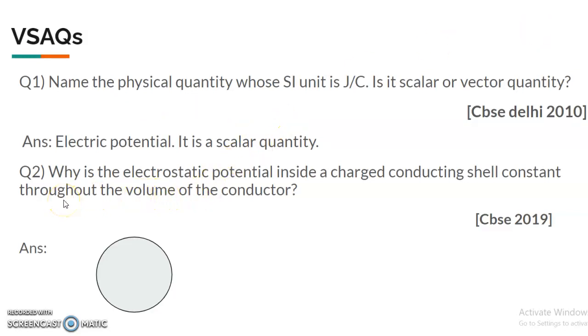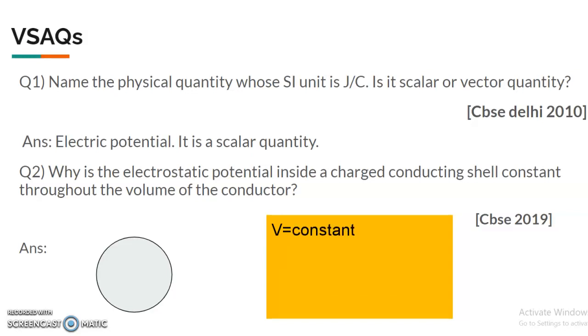Coming to the second question, why is the electrostatic potential inside a charged conducting shell constant throughout the volume of the conductor? We assume this to be the shell. So let us start writing the answer. We are given that V is constant. Hence, we should know that electric field is going to be 0 and hence there is going to be no tangential component on the surface of the conductor.